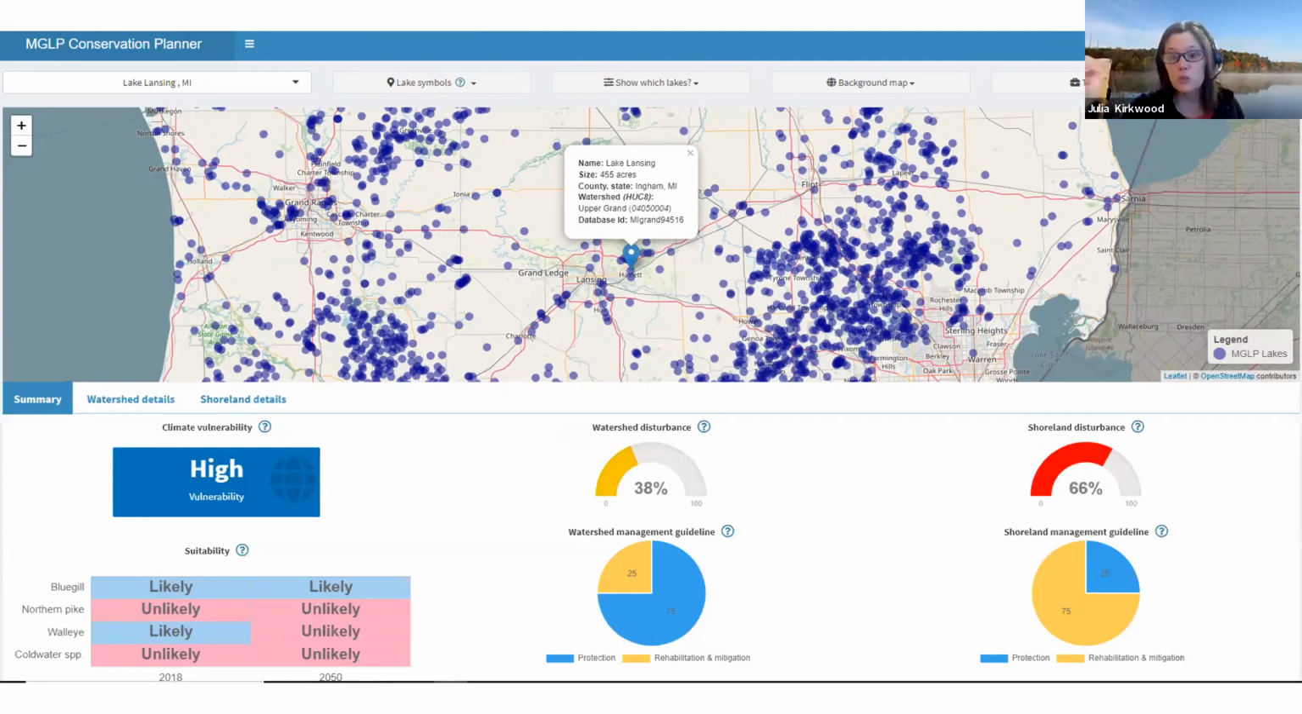On this scale, Lake Lansing is at a 66% shoreline disturbance, which is really high, in the red. It doesn't take much to get into the red. You're looking at about 10, 15, 20% to start getting into that red, and that includes mostly highly intensely developed.